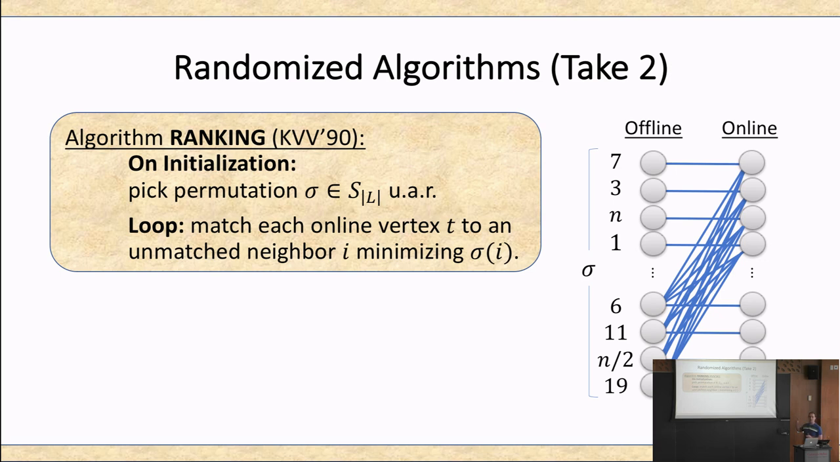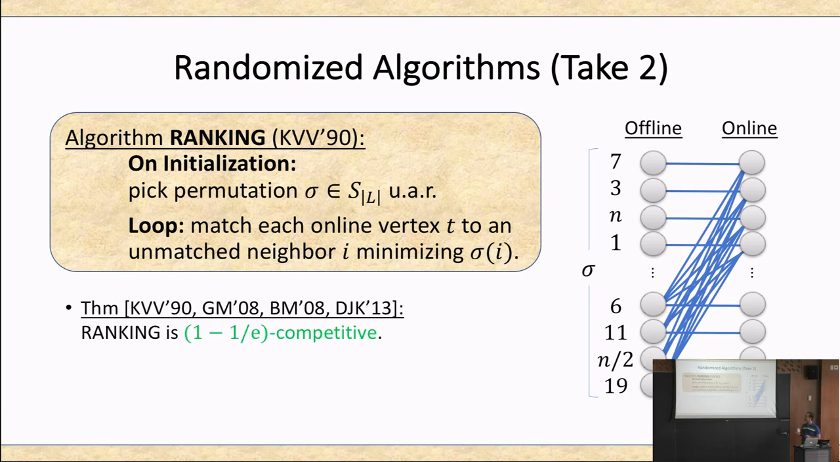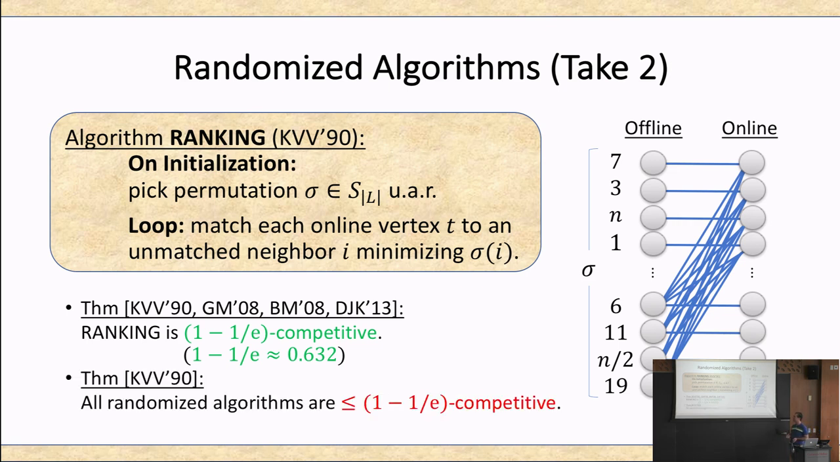All right, so at least for this instance, it does better. And actually, in general, it does better. What Karp and many people later proved is that this algorithm is 1 minus 1 over e competitive. Just to be absolutely clear, 1 minus 1 over e is 0.632. The exact value isn't particularly important. It's just strictly greater than one-half. So randomization gets you something compared to deterministic algorithms. We said deterministic algorithms can't beat 0.5. And you might wonder if you can do better, but unfortunately, you can't. All randomized algorithms are at most 1 minus 1 over e competitive for this problem. So Ranking is the optimal algorithm.